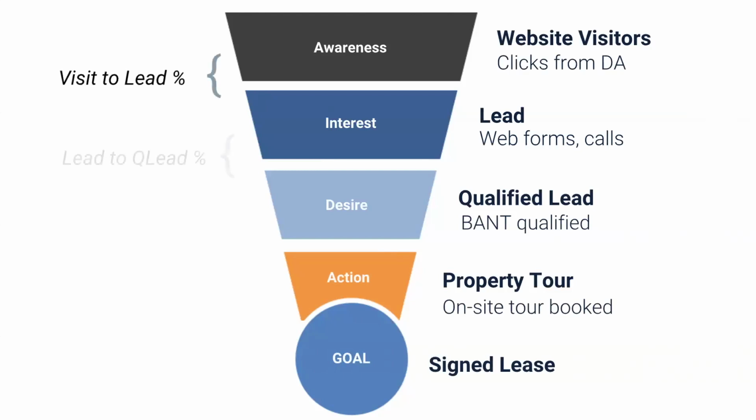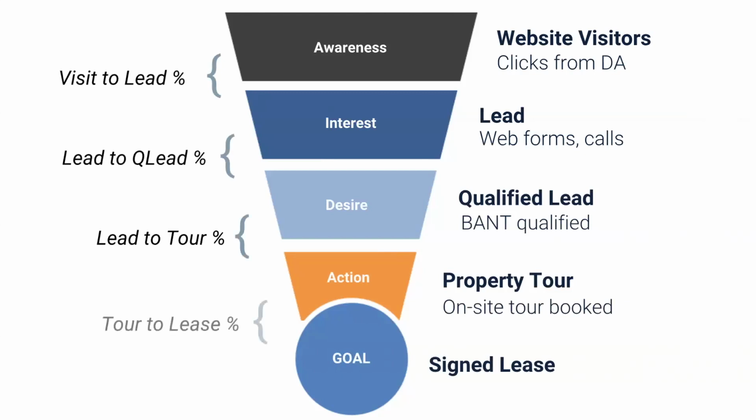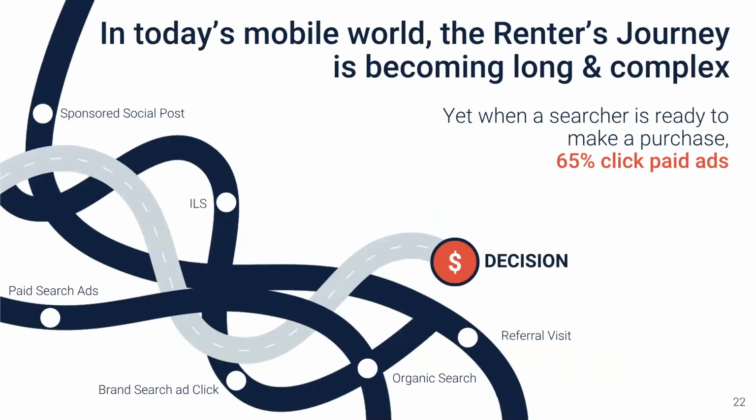Where it gets really interesting, and this is where we start to get into the actual conversion pillar, is that the whole goal of digital advertising is to increase your conversion rates by stage. So you want to increase the number of people that, number one, come to your website. That's just traffic volume. So more people in the top of your funnel. Then you want to increase the percentage of people that convert to a lead, convert to a qualified lead, convert to a tour, and then convert to a signed lease.